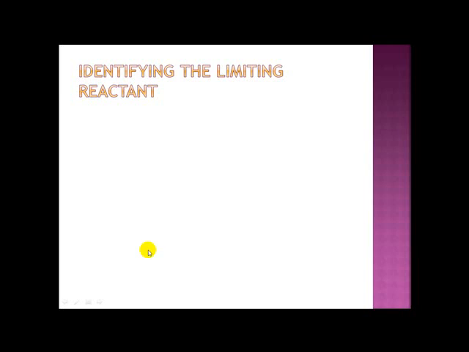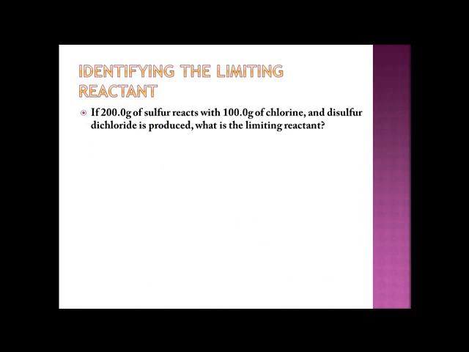Identifying the limiting reactant. In this example, we have 200 grams of sulfur reacting with 100 grams of chlorine, and disulfur dichloride will be produced, and we have to find the limiting reactant. This is the chemical equation. The first step is to balance the equation. We balance the equation by placing 4 in front of Cl2 and 4 in front of disulfur dichloride.